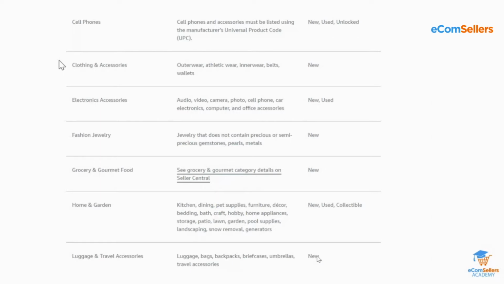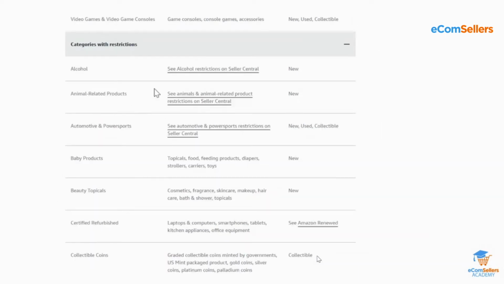Grocery and gourmet food, again, you must sell food as new. You can't sell it as used. And you want to be mindful of that category as well, because there are going to be specific brands underneath there. Home and garden, you can sell those products as new, used, or collectibles. Now, under home and garden, there's a bunch of secondary or subcategories that fall under there. So just want you to be aware of that.